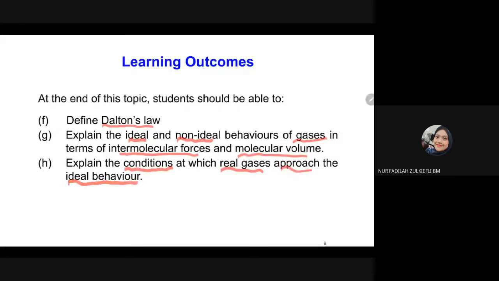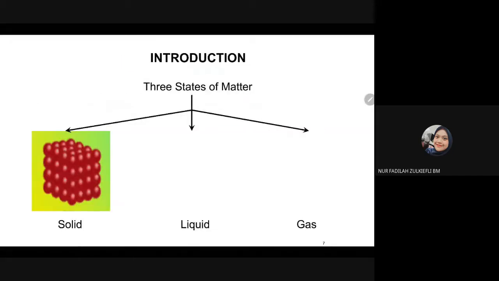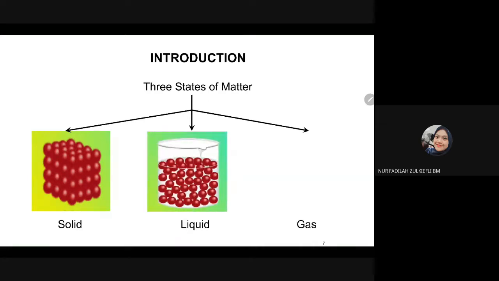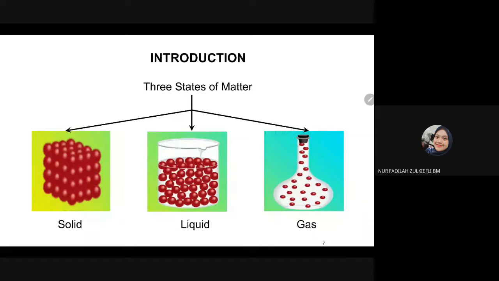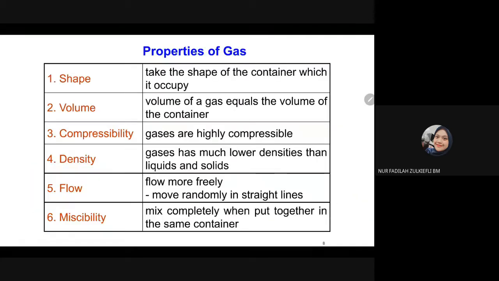Teacher baca dulu. Kita akan go through one by one. Don't worry. Apa lagi yang penting? So ini adalah the three states of matter. Ini daripada primary school lagi, everybody knows. Kita ada solid phase, liquid phase, gas phase, right? Ini properties of gas. Teacher skip dulu yang ni.